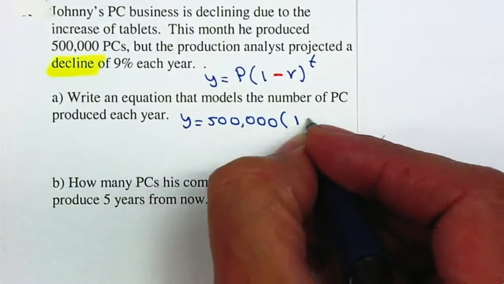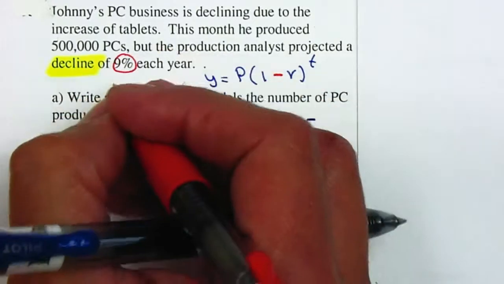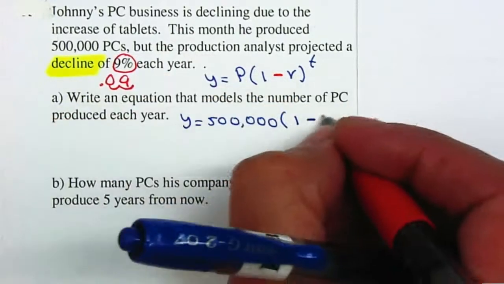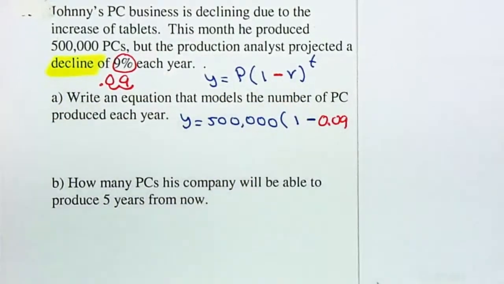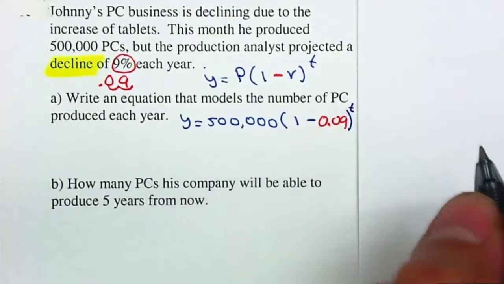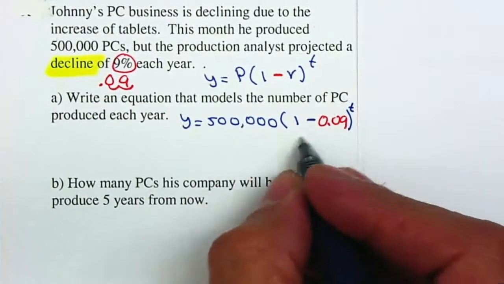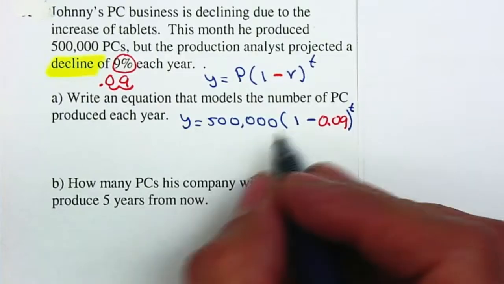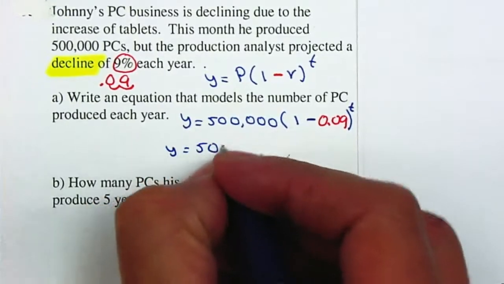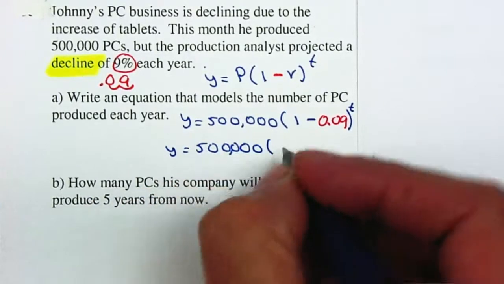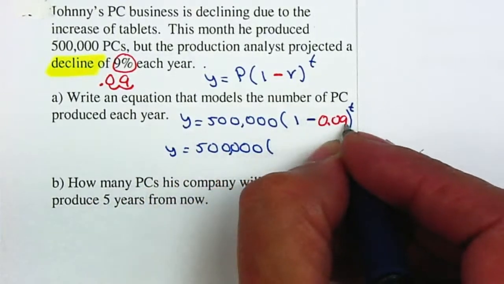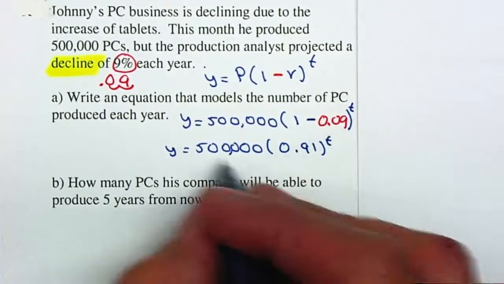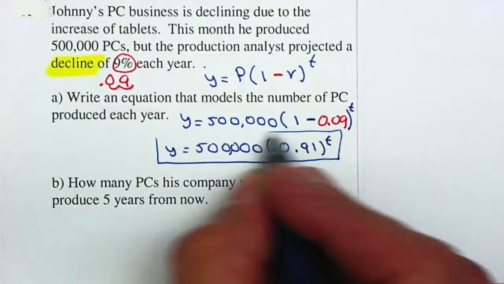1 minus your rate, which is 9%, and I want to convert it to a decimal, so I'm going to move it to the left twice, 1, 2, 0.09, and to the power of t. I'm going to go ahead and subtract those two numbers. At this point, you're able to use a calculator, but you want to be able to do it without it. So 500,000, 1 minus 0.09 is, you have $1, take away 9 cents, you end up with 91 cents. So therefore, this is the equation for letter A.